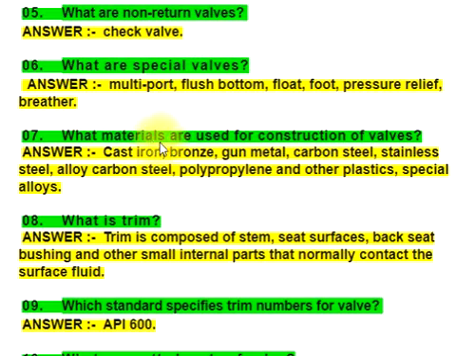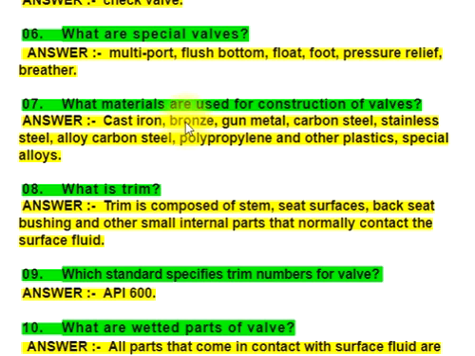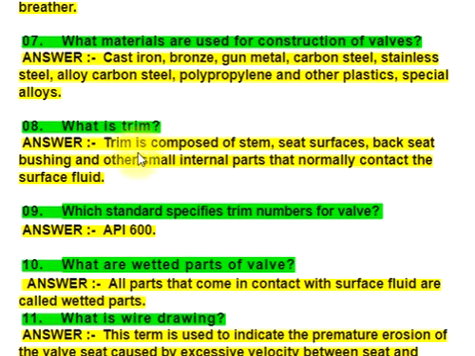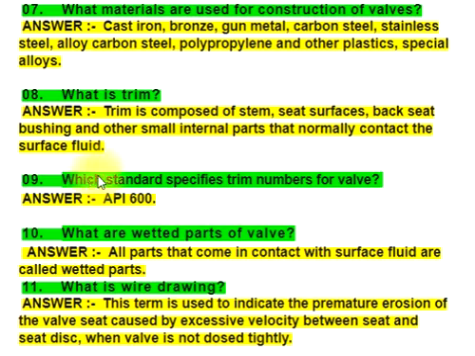07. What materials are used for construction of valves? Answer: cast iron, bronze, gunmetal, carbon steel, stainless steel, alloy carbon steel, polypropylene and other plastics, special alloys. 08. What is trim? Answer: trim is composed of stem, seat surfaces, back seat bushing and other small internal parts that normally contact the surface fluid.